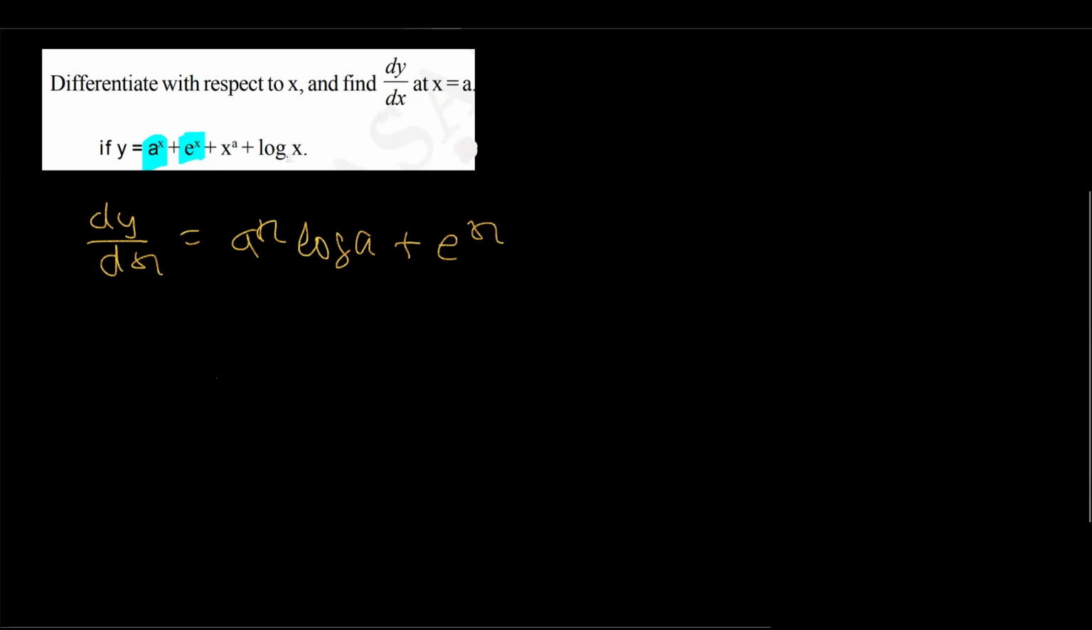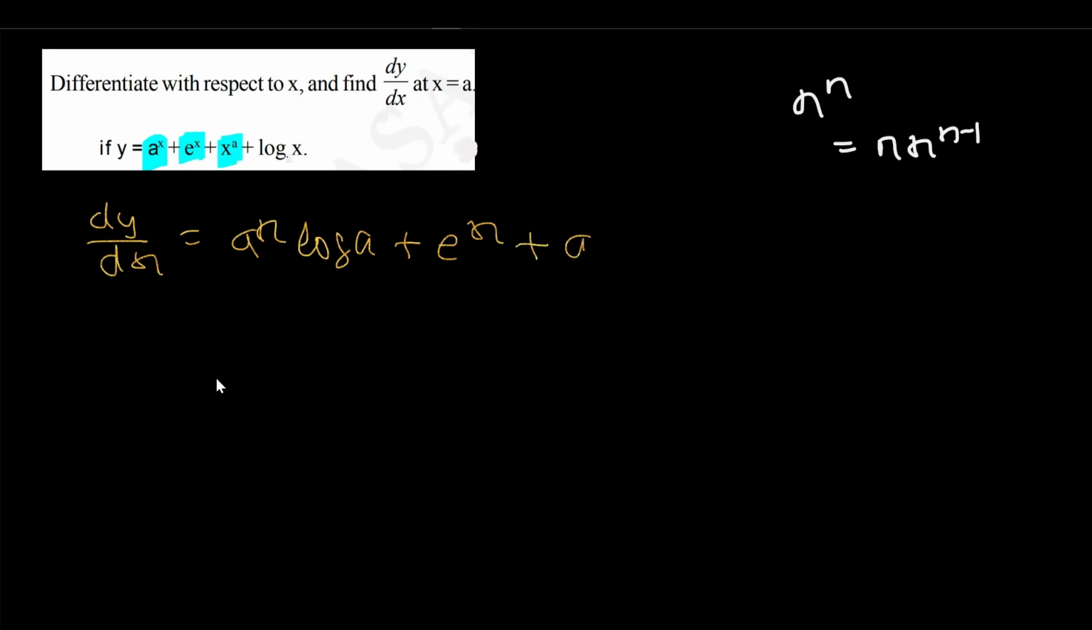For differentiating e raised to the power x, the differentiation is e raised to the power x only. For x raised to the power a, you have to recall this is in the form of x raised to the power n, which differentiates to n x raised to the power n minus 1. So here n is a, giving a x raised to the power a minus 1, plus. Next is log x. Log x differentiation is 1 over x.